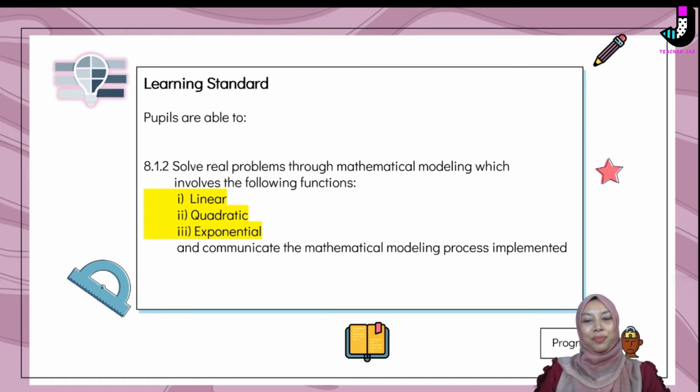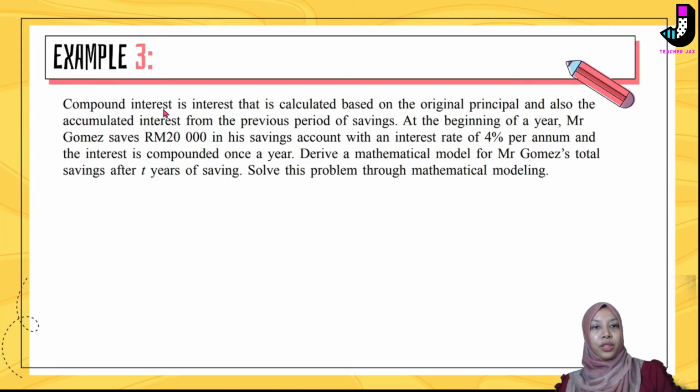exponential functions. It's about compound interest, which is interest that is calculated based on the original principal and also the accumulated interest from the previous periods of savings. Ini bermaksud faedah compound di mana faedah yang kita dapat daripada simpanan yang kita buat, dan faedah tu juga dikira daripada jumlah simpanan yang kita buat tu.